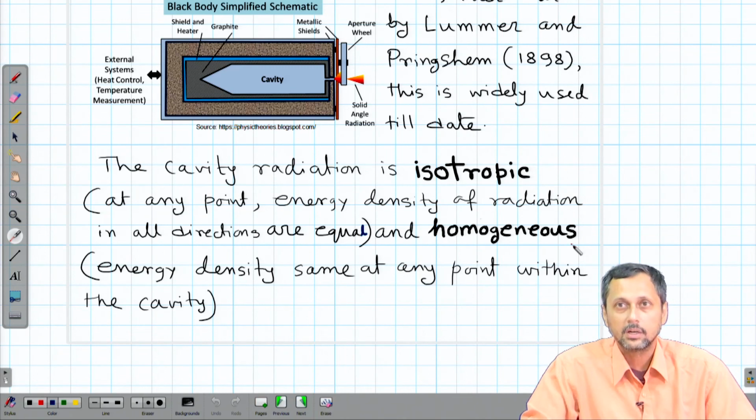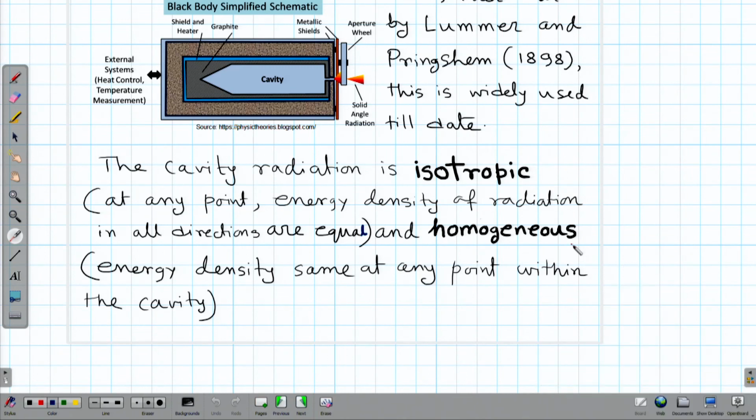So, we'll stop here for today's lecture. Next lecture we will be talking about something called Kirchhoff's law and other properties of this black body radiation.